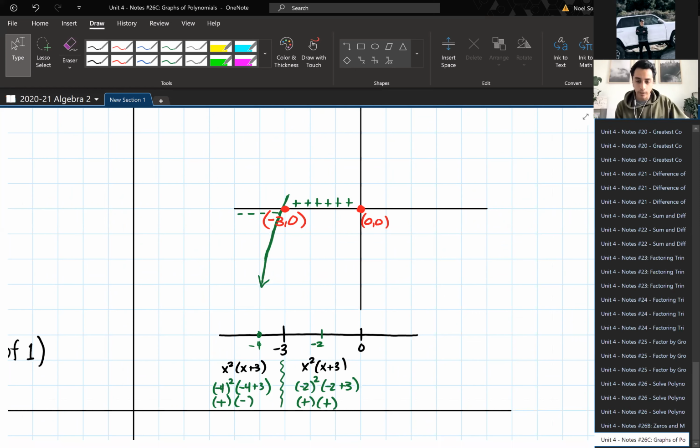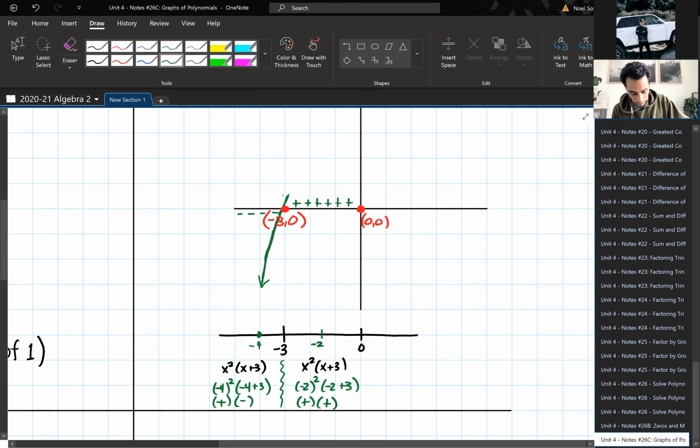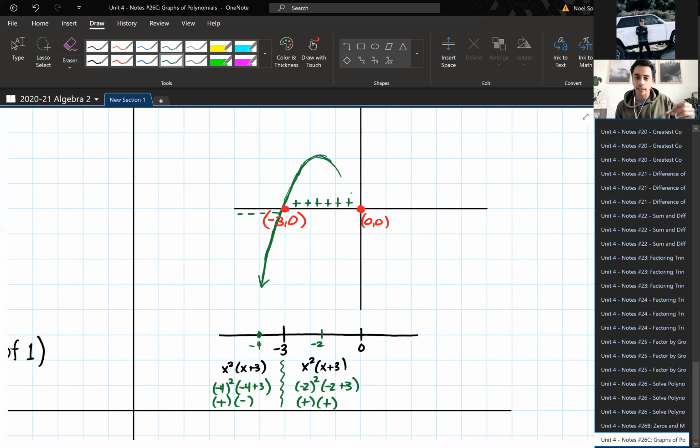Okay, so I know it's going to cross at -3. It's going to go up. But then at some point, I'm going to have to hit that 0, 0 point, right? That's one of my zeros. It's one of my x-intercepts. So at some point, this is going to have to curve back down. Right? We don't really know how high it goes, right? But that's something that we can kind of plug in the holes a little bit later.